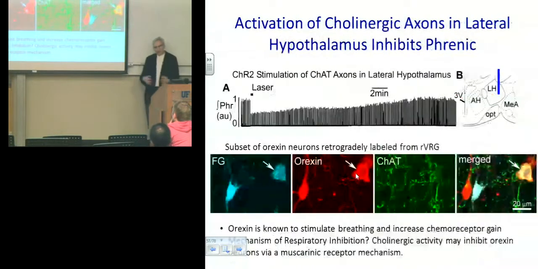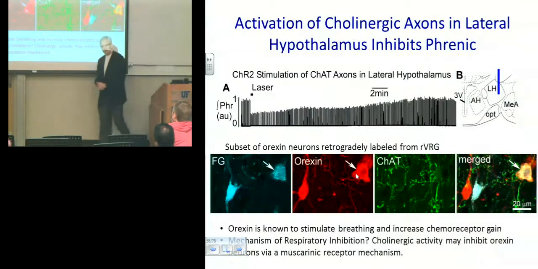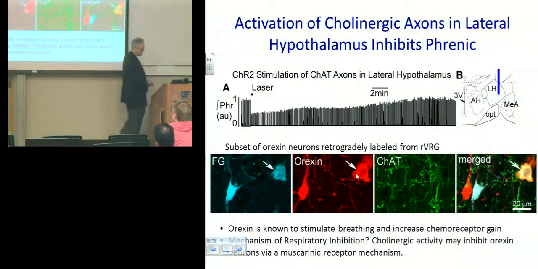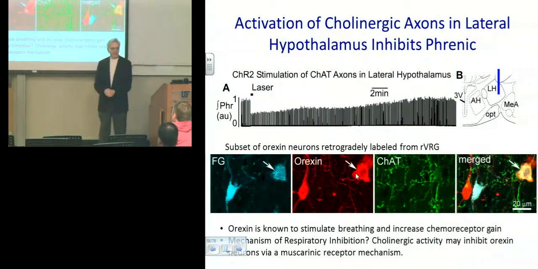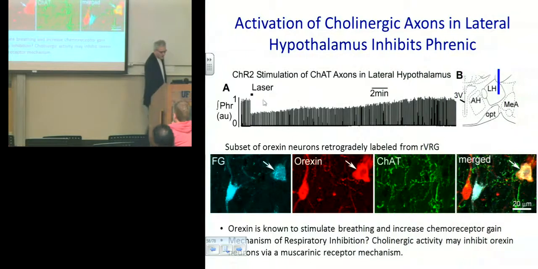But just to show that not everywhere that you go would produce that stimulation, in this case it's activating cholinergic axons that are in the lateral hypothalamus. So these neurons probably inhibit orexin-containing neurons in the lateral hypothalamus. When you turn on the channel rhodopsin, you turn off the orexin neurons, and we get an immediate decrease in phrenic output.